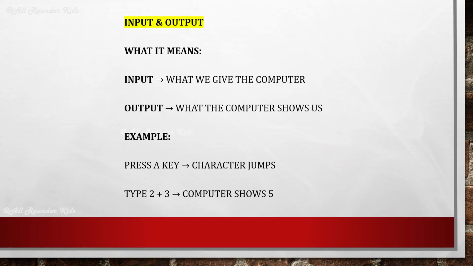Input and output. What it means: input is what we give the computer. Output is what the computer shows us. Example: press a key, then character jumps. Type 2 plus 3, then computer shows 5.